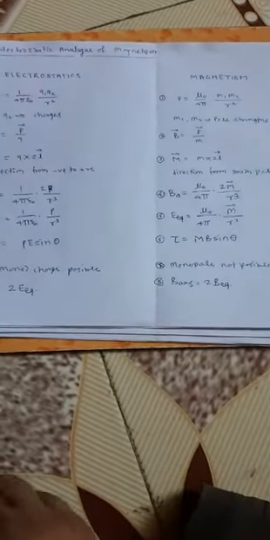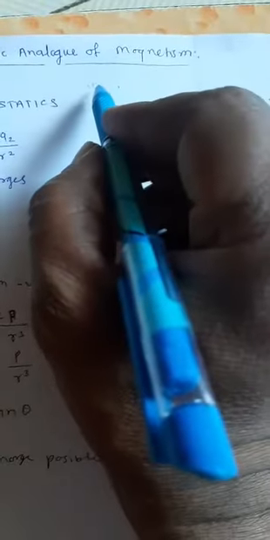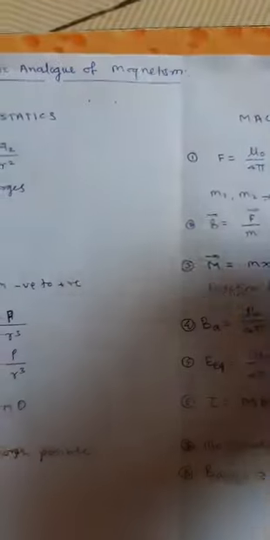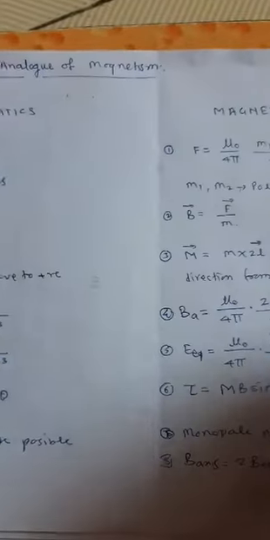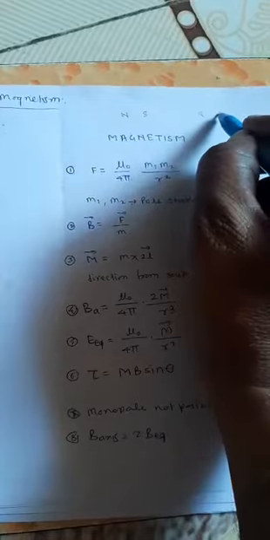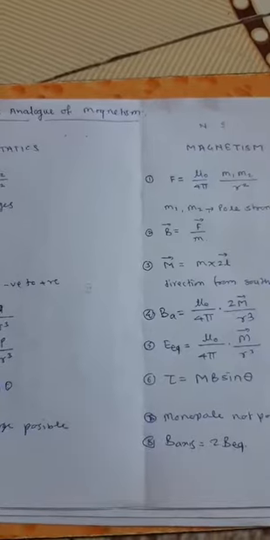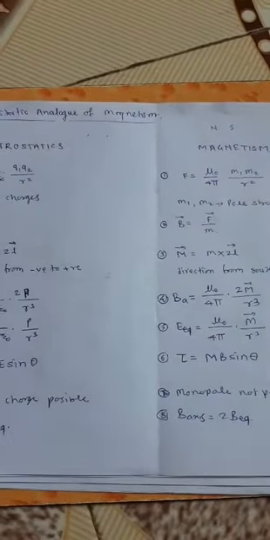We know that in electrostatics, two like charges repel each other and unlike charges attract each other. In magnetism, two unlike poles attract each other and like poles repel each other. This is the similarity between electrostatics and magnetism.